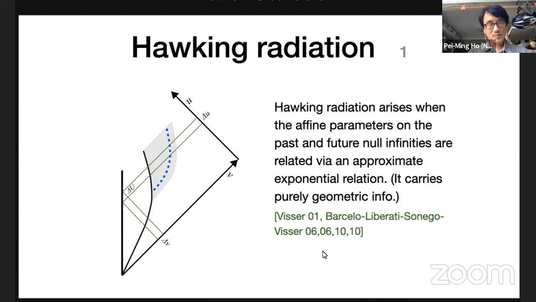But I'd like to use a little bit of time to review Hawking radiation in 3 minutes. Let me just give you the conclusion. The conclusion is that to compute Hawking radiation, you don't need an event horizon. You can compute Hawking radiation in this geometry where everything is smooth.